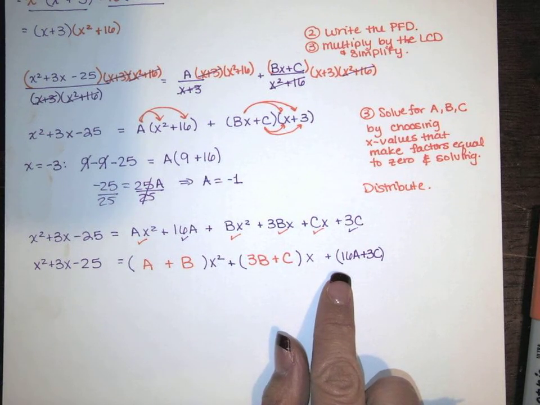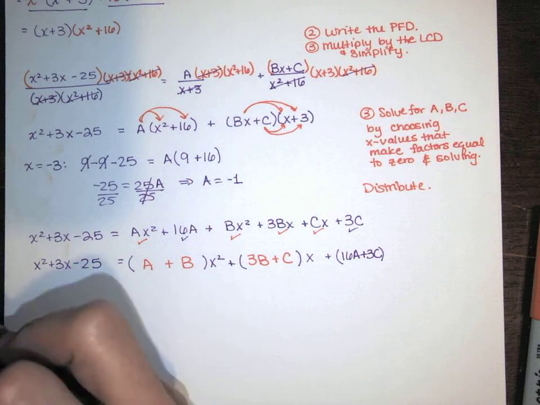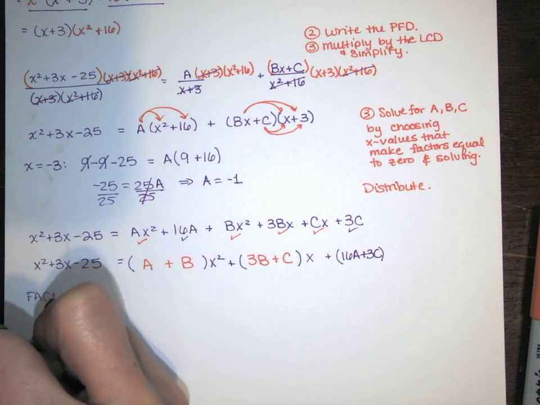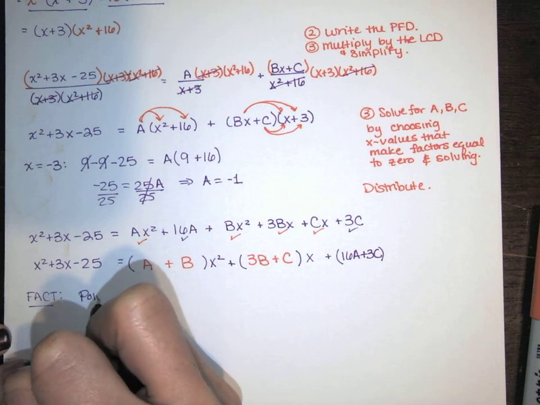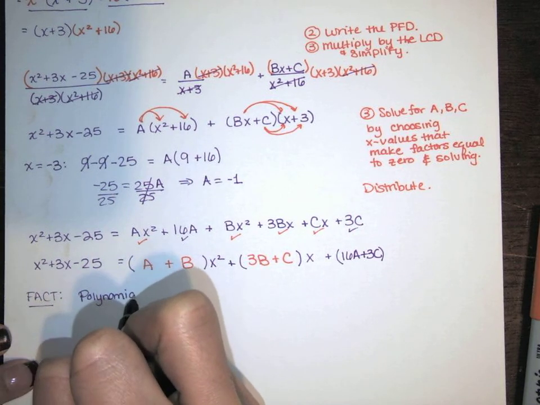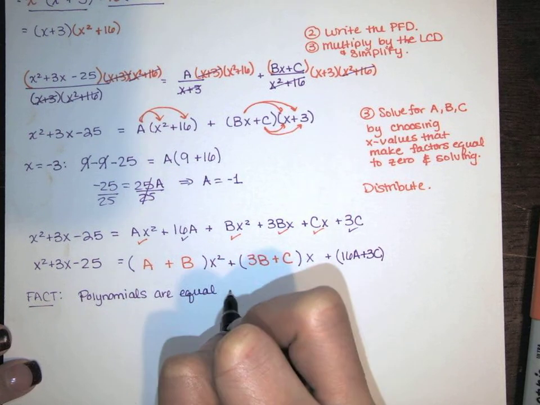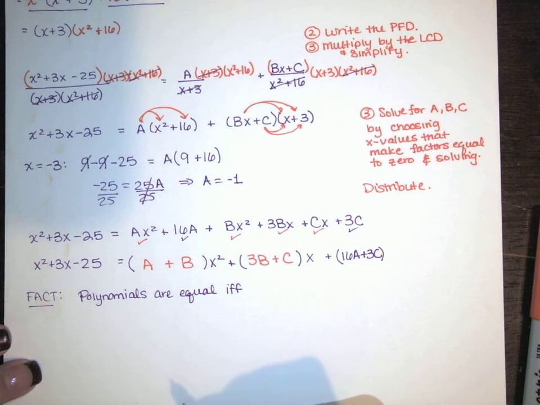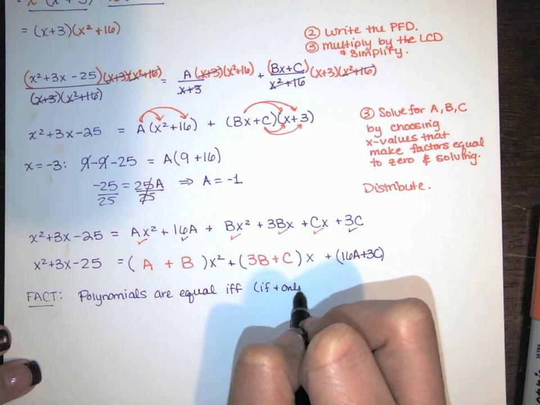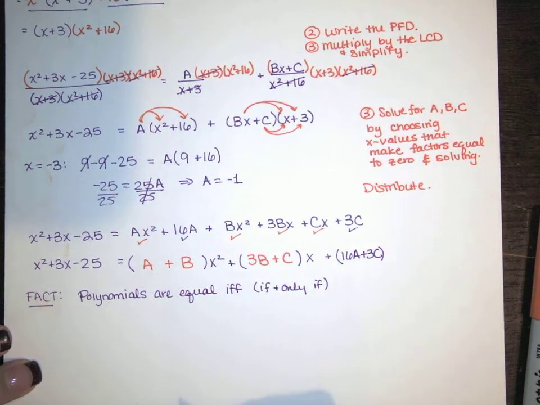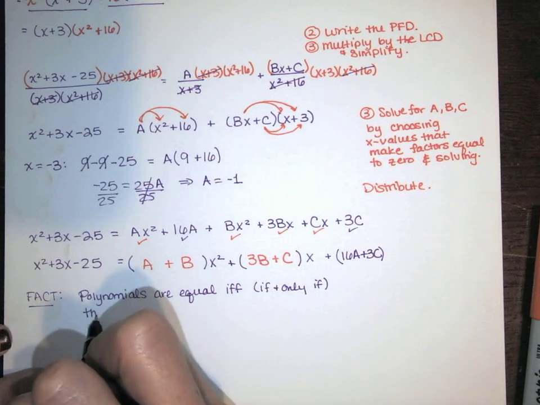This is going to give us 3 equations and 3 unknowns. And I'd say, how on earth did we do that? Right now I've got 1 equation with 3 unknowns. Well, this is a fact that we're going to take advantage of in this next step. Polynomials are equal if and only if. That's what IFF means, if and only if. Mathematicians use that abbreviation. If and only if their coefficients are equal.